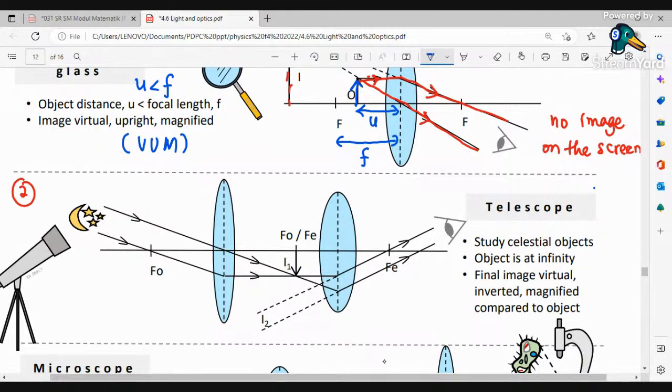The lens put at the object side, we call the objective lens. The one close to the observer's eye, we call the eyepiece.